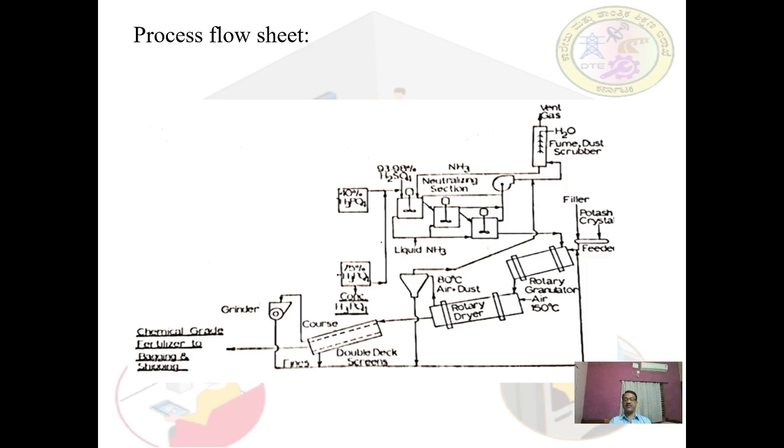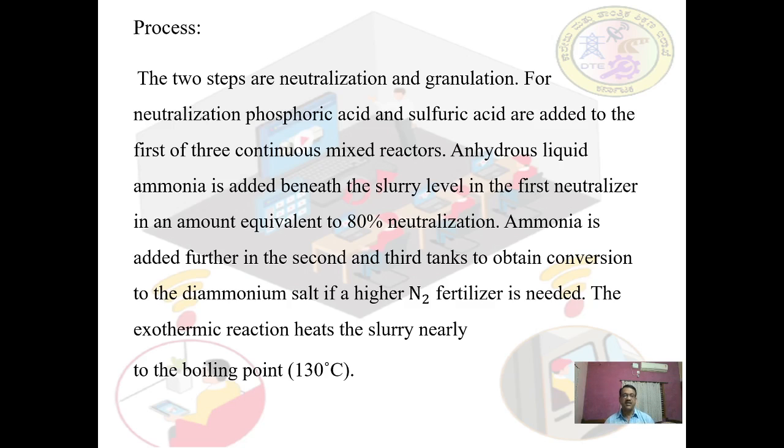KCl, and fed to a rotary granulator, where the ammonium sulfate and ammonium phosphate along with KCl are granulated. The granules are dried in a rotary dryer and screened to get the desired size of mixed fertilizer. The oversize is recrushed and the fines are fed to the rotary granulator once again. Now the process in detail: the two steps are neutralization and granulation. These are the two steps in the production of ammonium sulfate and phosphate.